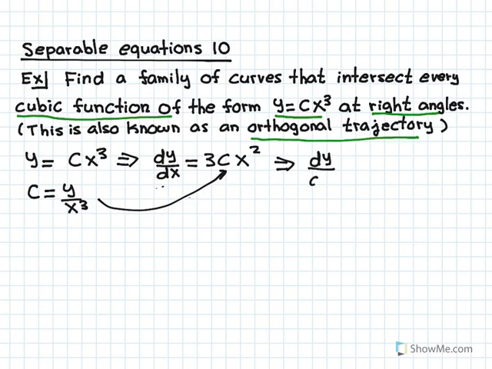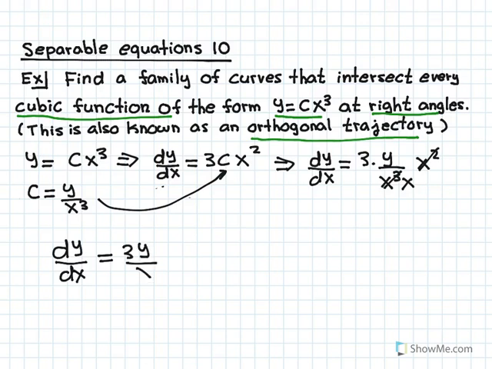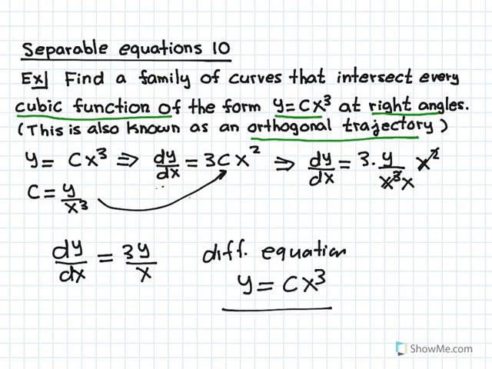So we can solve for c, we get c is equal to y over x cubed, and substitute it into here so that we can have a differential equation just involving x and y. So we get dy/dx is equal to 3 times c, which is y over x cubed, times x squared. Now x squared cancels with x cubed, giving us x in the denominator, so we get dy/dx is equal to 3y over x. This is a differential equation that is satisfied by the family of cubic functions y is equal to cx cubed. Our goal is to find the orthogonal trajectory of this, find the family of curves whose tangent lines are perpendicular to the tangent lines of y equals cx cubed when they intersect.